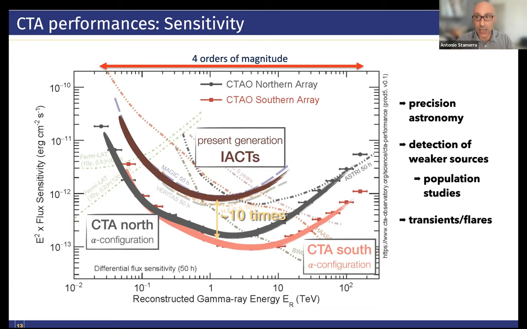And you can see that there is something of the order of a 10 times increase in sensitivity, which means a reduction of 100 times in observation time, for example, which means improving also the precision of our spectra and improving the detection of transient sources. All things that are important in synergy with LSST.